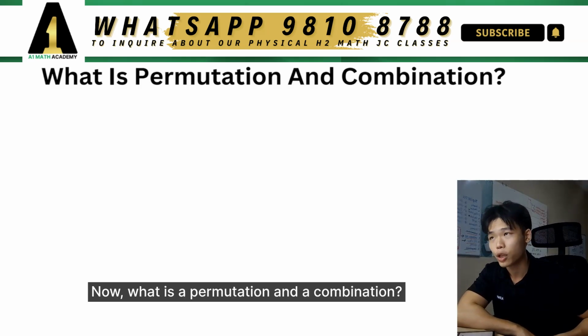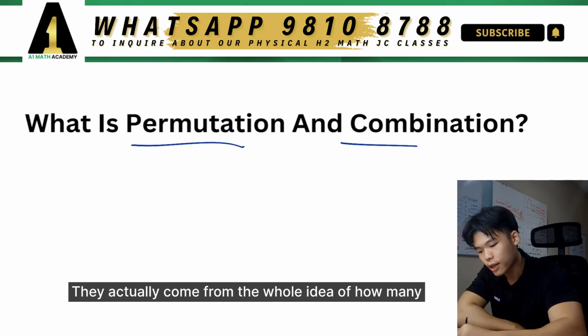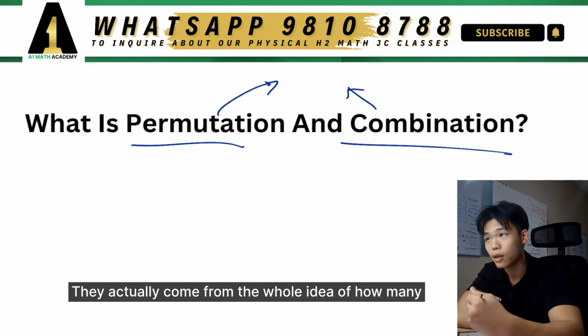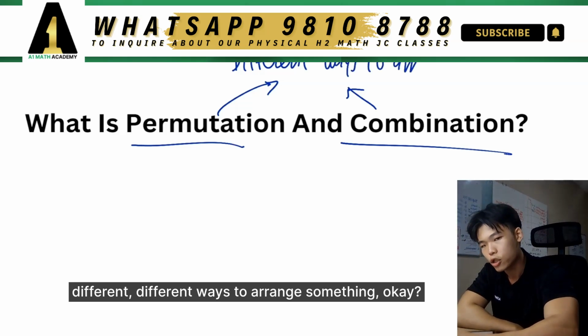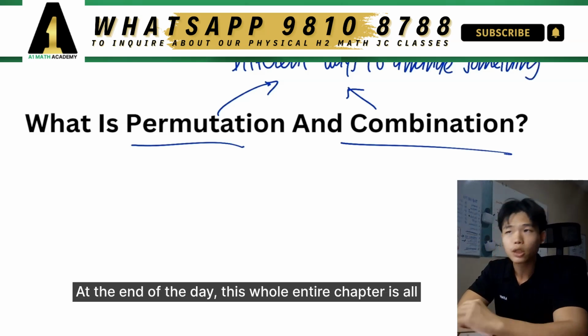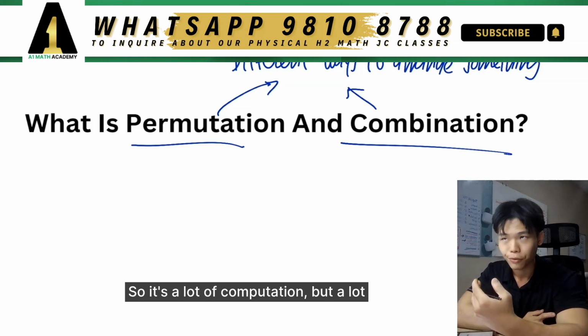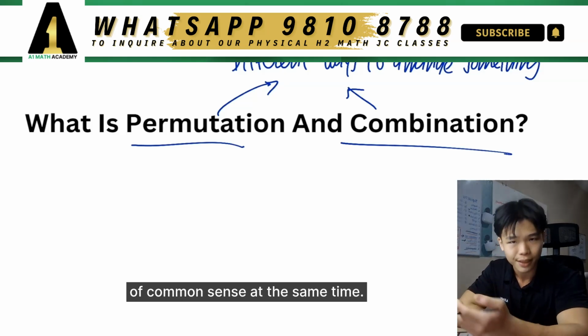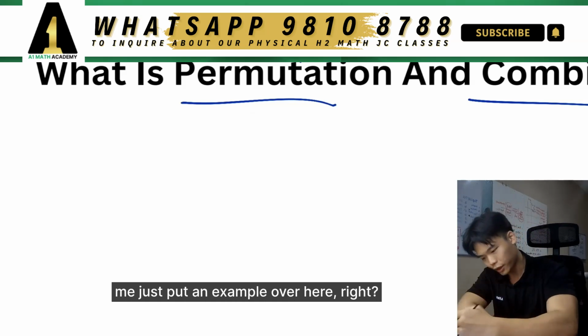Now, what is a permutation and a combination? At the end of the day, these two words actually come from the whole idea of how many different ways to arrange something. This whole entire chapter is all about how many ways there are to arrange things. So it's a lot of computation, but a lot of common sense at the same time. To illustrate this concept, let me put an example over here.